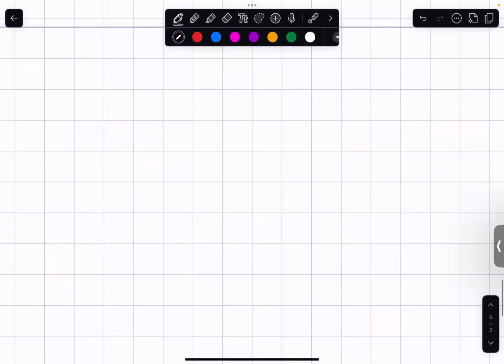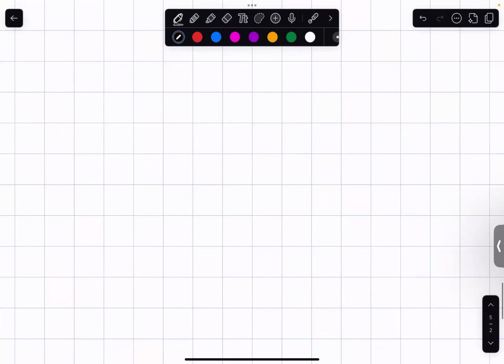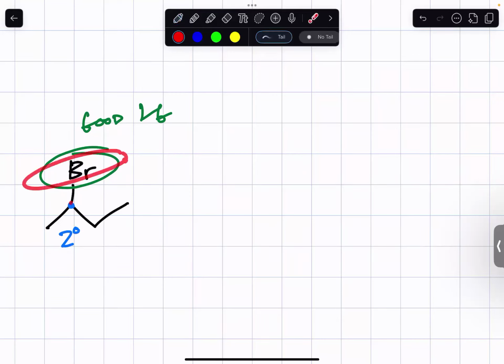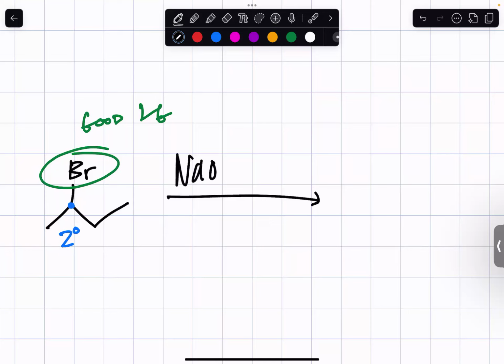Now that is important because let's say we have this haloalkane right here, where we have a good leaving group present, which is this bromine, and we have a secondary substrate because the carbon directly attached to a good leaving group is a secondary carbon attached to two other carbons. Let's focus on a small, strong base, strong nucleophile with its solvent, like let's say NaOEt, and then its solvent, ethanol, like that.